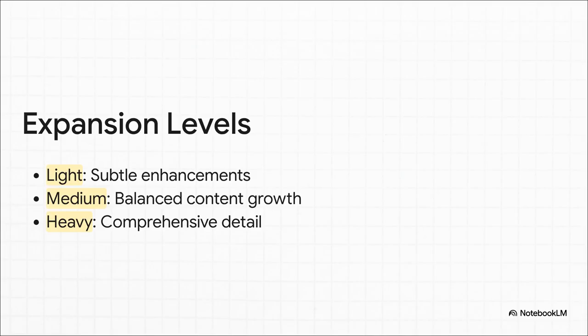First up, you've got expansion levels. Just think of it like a volume knob for how much detail you want. Light gives you just some subtle little enhancements, perfect for something like a quick social media post. Medium is probably your go-to for filling out a blog post, and heavy? Well, that's for when you need to turn a simple outline into a seriously comprehensive report.